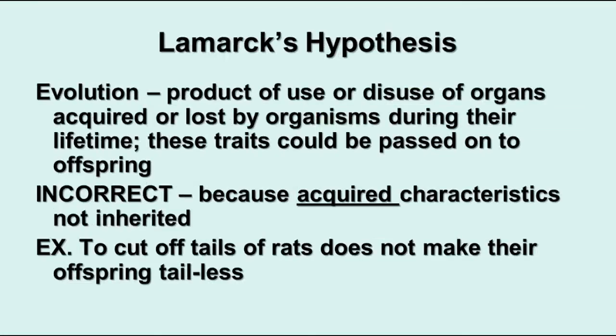One erroneous idea was propagated by a man named Lamarck, and his idea was that evolution was the product of the use or disuse of organs that were acquired or lost during the lifetime, and that organisms acquired variations in the course of their lifetime that could be passed on to their offspring. In other words, it was about the inheritance of acquired characteristics. We know now that this is not true.